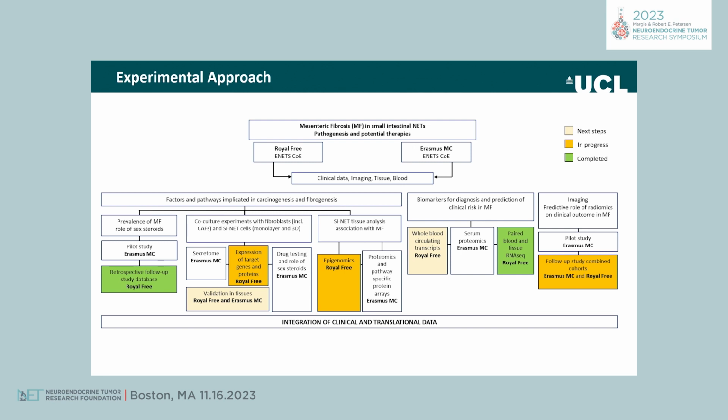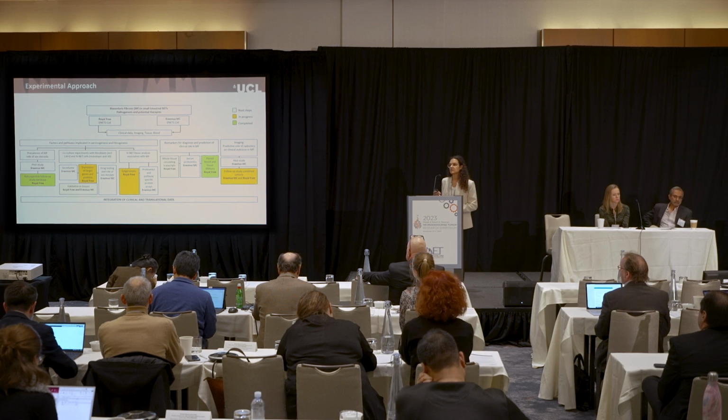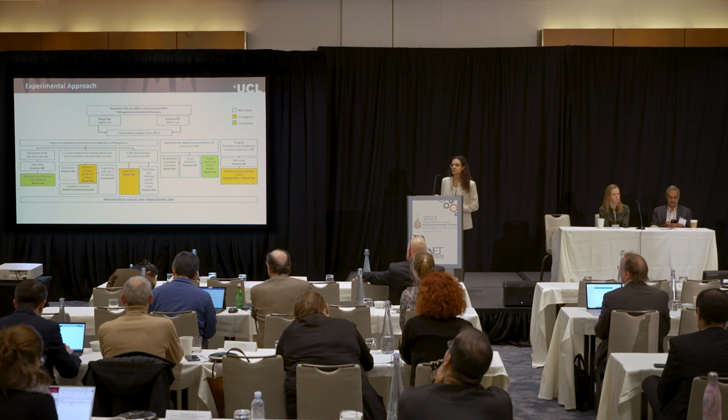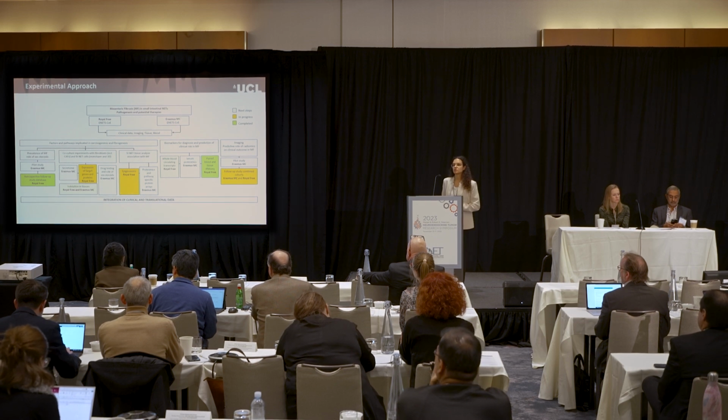And we are focused on three main aims, which include looking at factors and pathways implicated in carcinogenesis and fibrogenesis by looking at patient databases, in vitro models, and also analyzing patient tissue. We are also looking at biomarkers for diagnosis and prediction of the clinical risk of MF using transcriptomic and proteomic data, and we are also developing a radiomics model. So today I'll be talking about some of the work that we have so far at the Royal Free site.